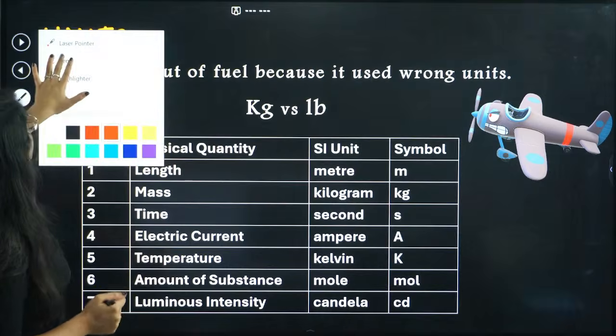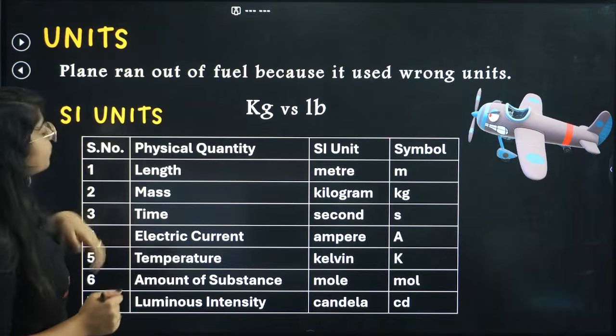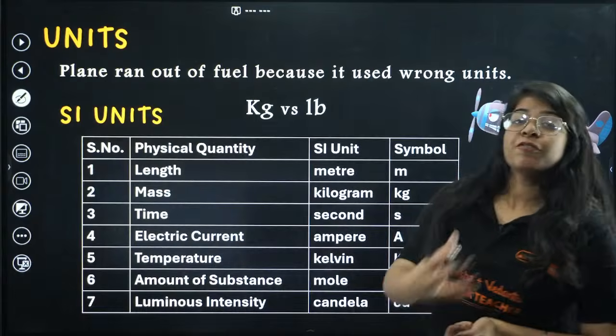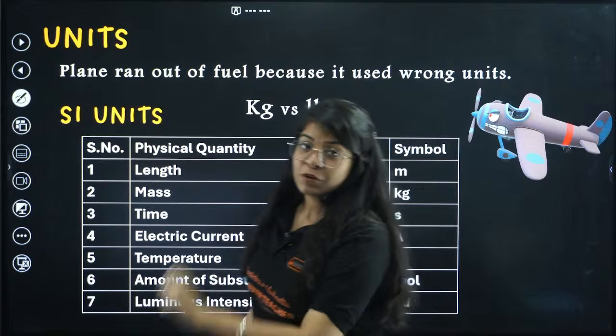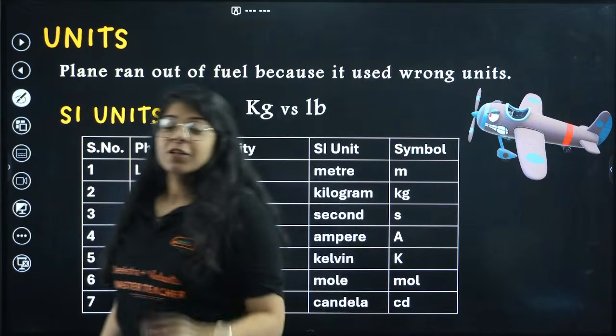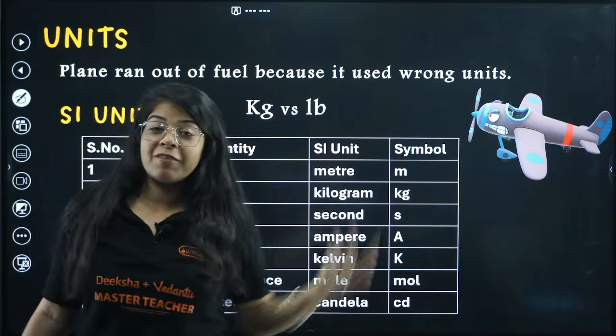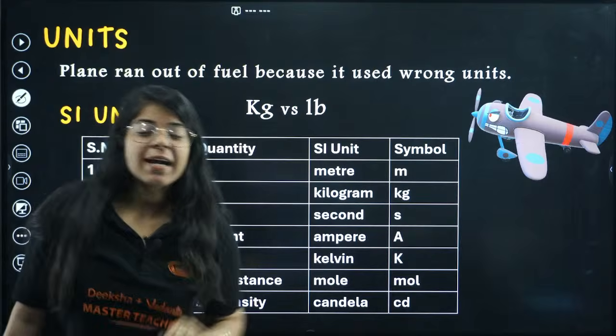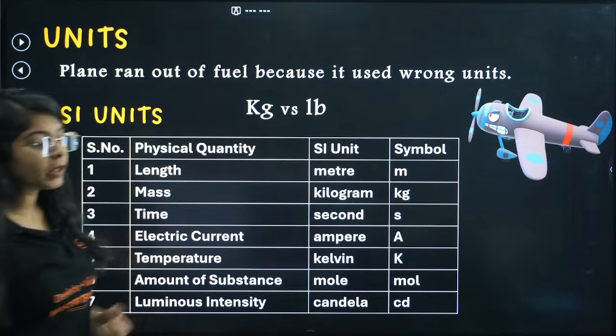We studied the case where the plane was flying, and instead of putting 15,000 kgs of fuel, they put 15,000 pounds of fuel, and it was a whole massive blunder, right? The fuel was going out and the aircraft was in the space, I was going to say, in the sky, right? So we have to know what units are.